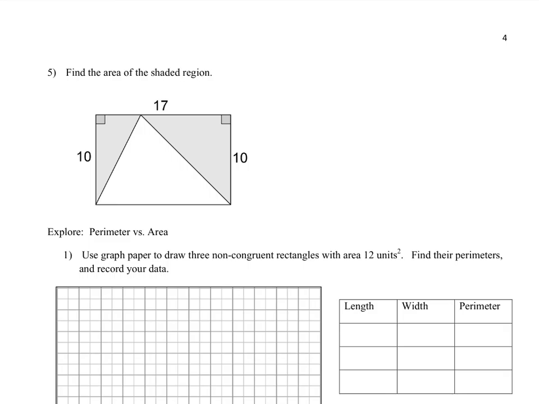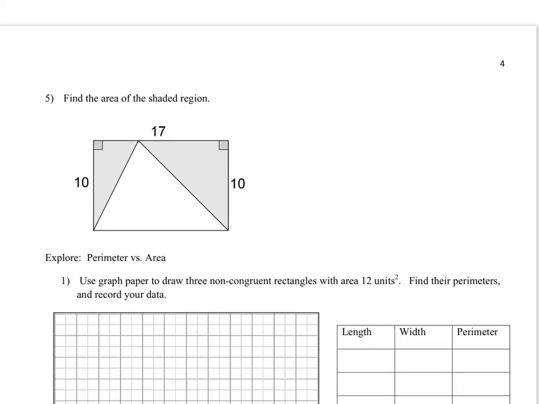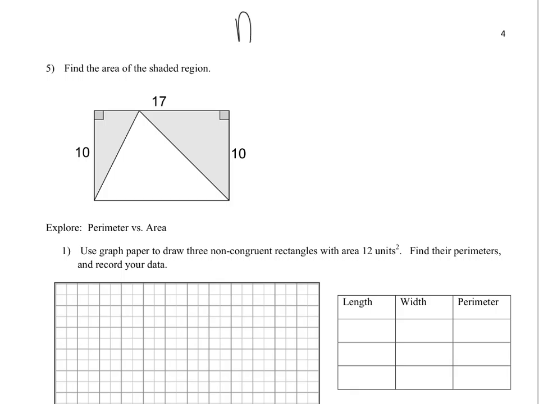Okay, moving on to number 5, we're supposed to find the area of the shaded region. So what we're going to do is find the area of the rectangle, and we're going to find the area of the triangle, and we'll end up subtracting. So the area of the rectangle is just going to be base times height, so 17 times 10, or 170.